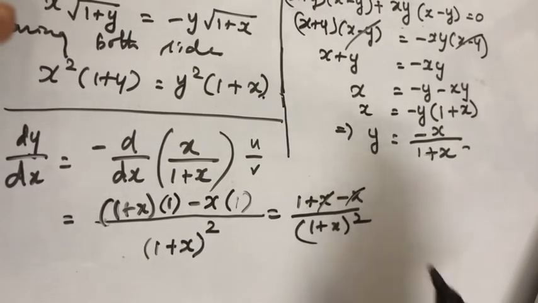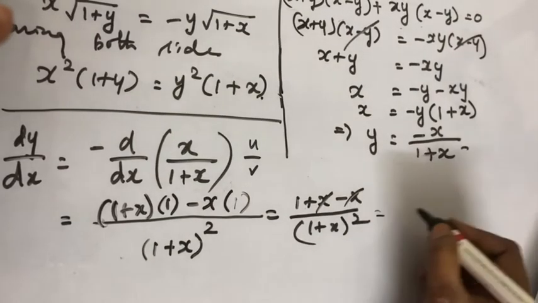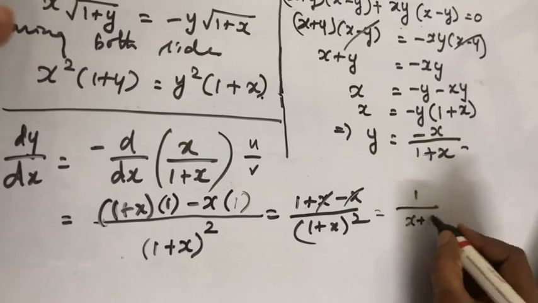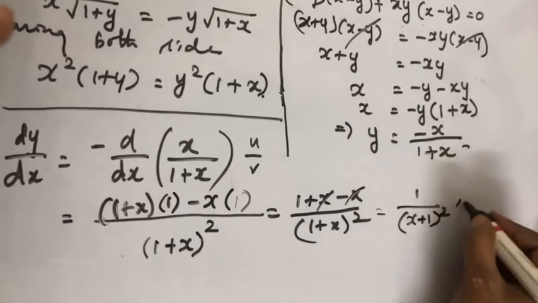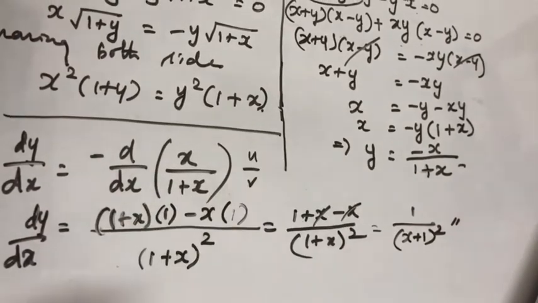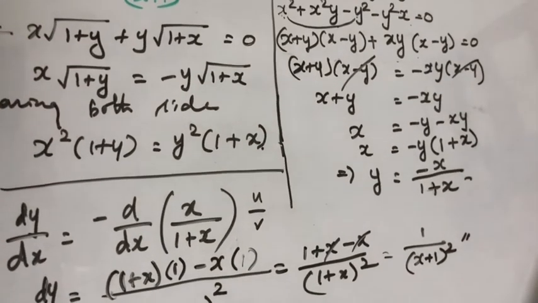x minus x will get cancelled. That is equal to 1 divided by (1 plus x) the whole square. I write it as (x plus 1) the whole square. That is dy by dx is equal to this expression. That's what we have to prove.